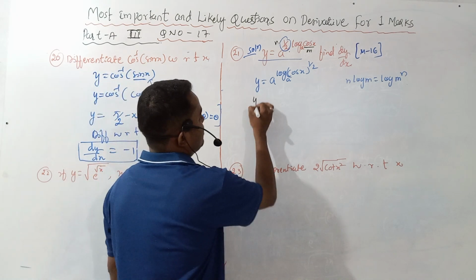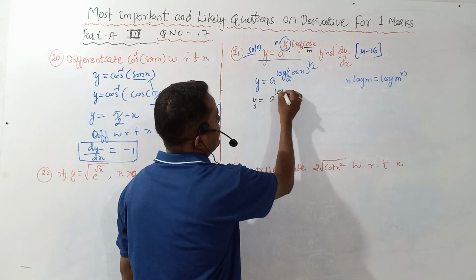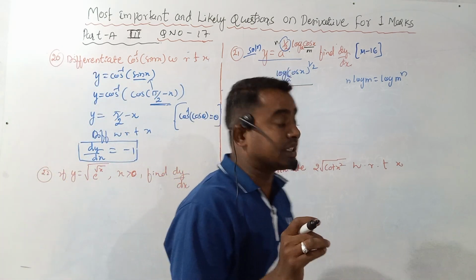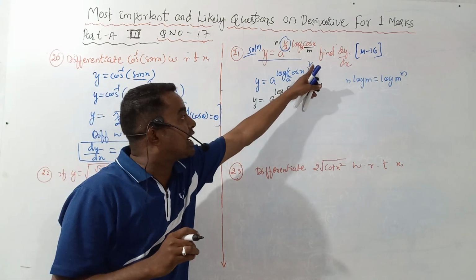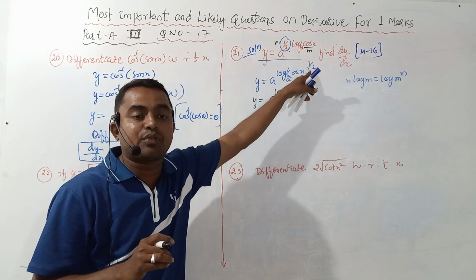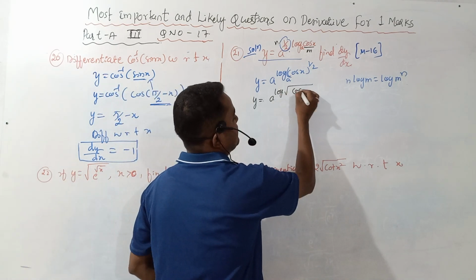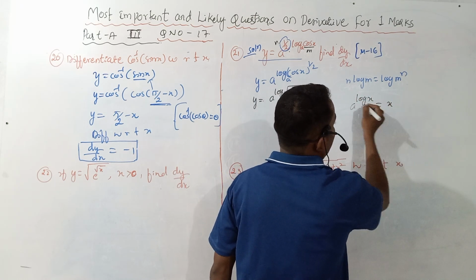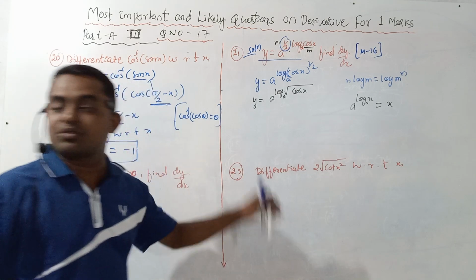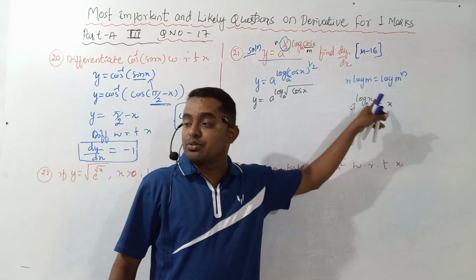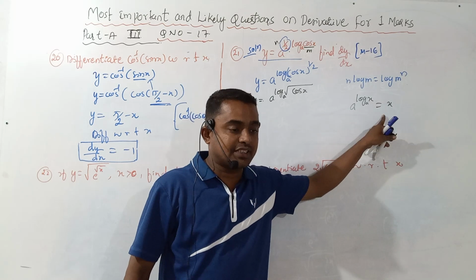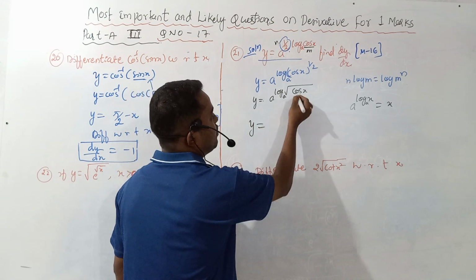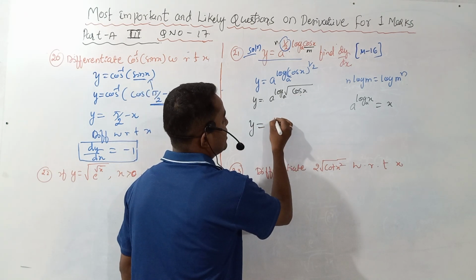Now y is equal to a raised to log, where this 1 by 2 power can be written as root. Give attention here: 1 by 2 power means root. That is, root of cos x to the base a. Now again, a raised to log x to the base a: according to the property of logarithm, a raised to log x to the base a is x. Then y is equal to, what is x here? Root cos x.